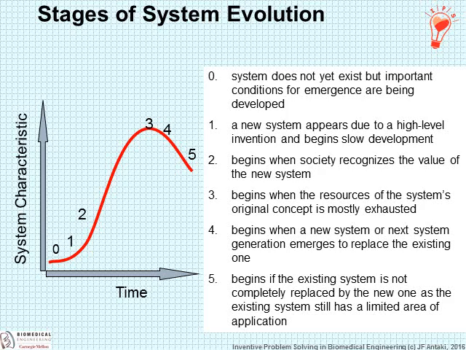And then this last stage, stage 5, begins if the existing system is not completely replaced by the new one, as the existing system still has a limited area of application. So arguably there will always be a need for a typewriter or for carbon paper, even though it has been greatly supplanted by word processors and fax machines and the like.